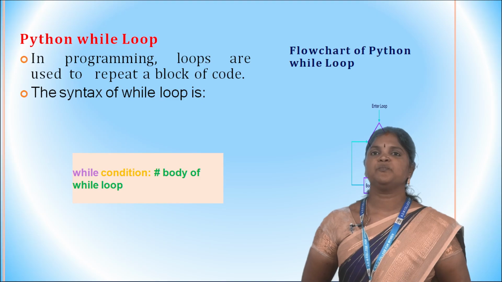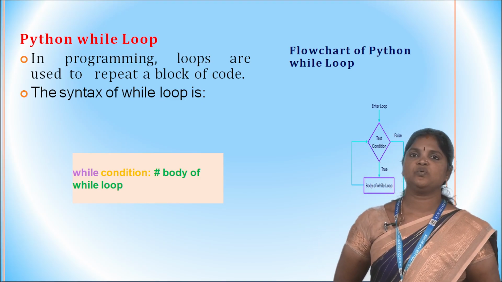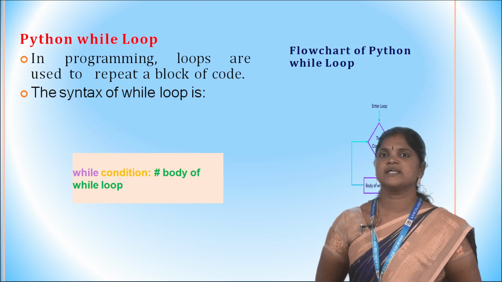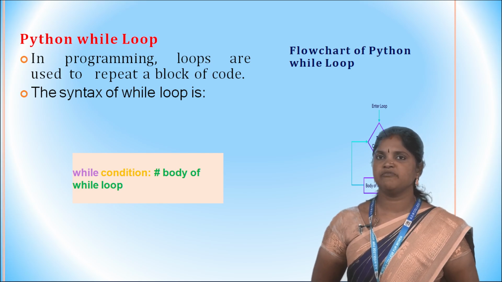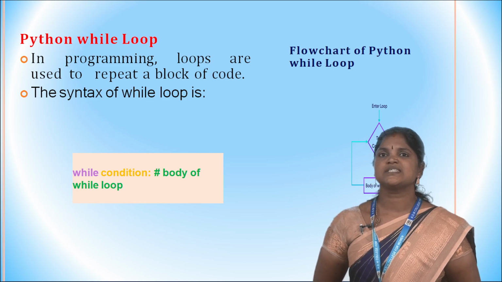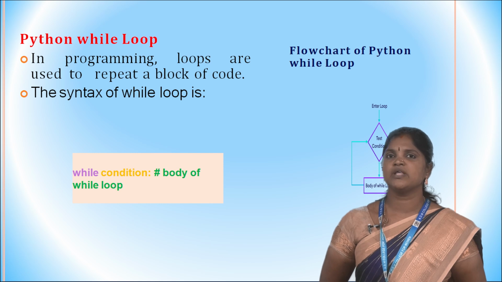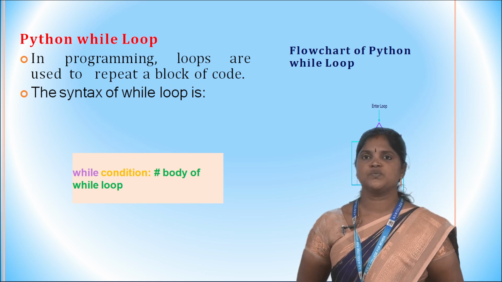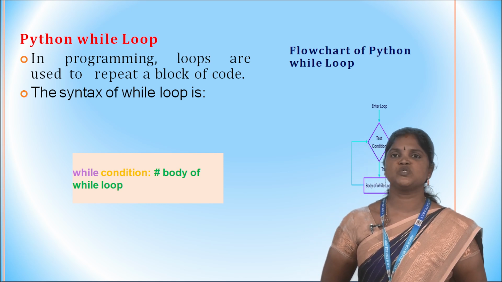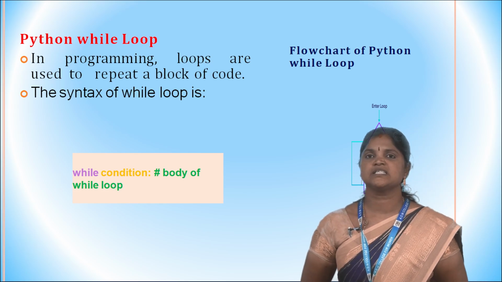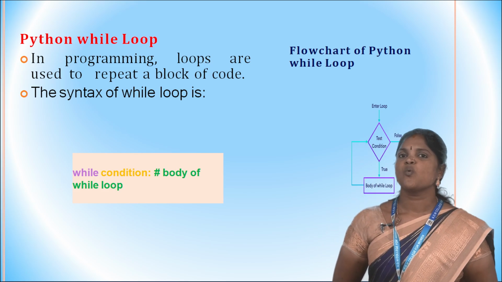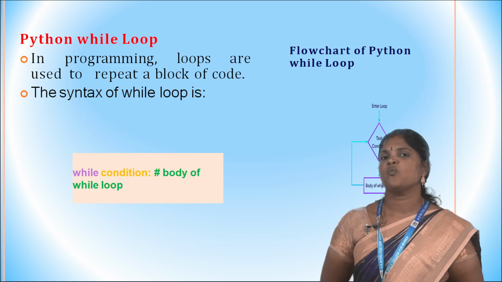Python while loop. In programming, loops are used to repeat a block of code. For example, if we want to show a message 100 times, then we can use a loop. It's just a simple example; we can achieve much more with loops. A Python while loop is used to run a block of code until a certain condition is met. The syntax is: while condition, body of the while loop.